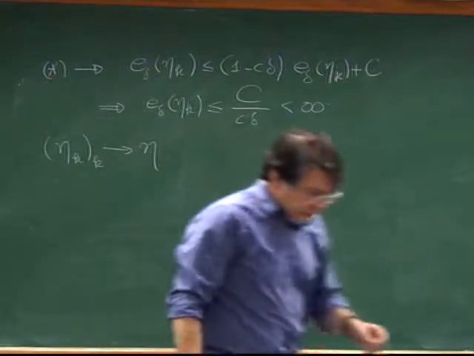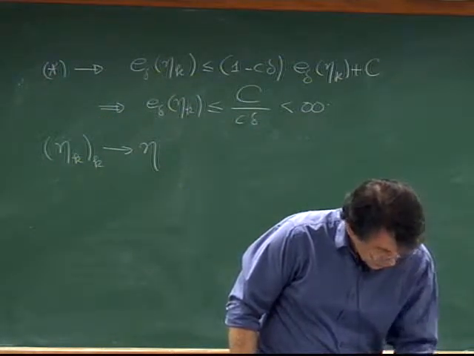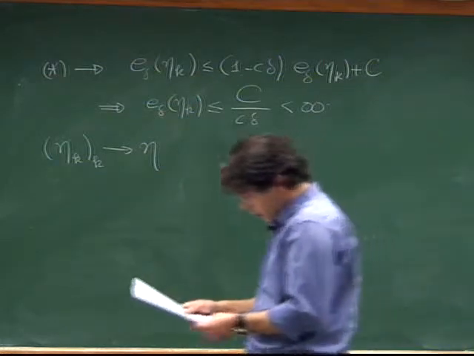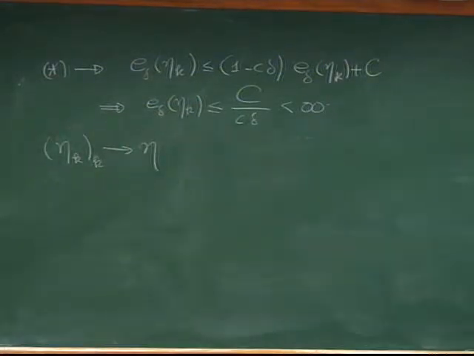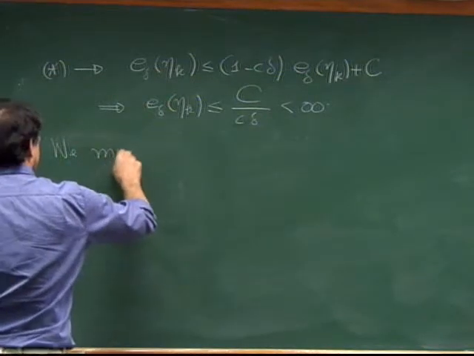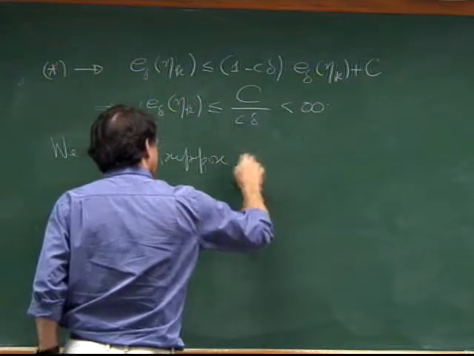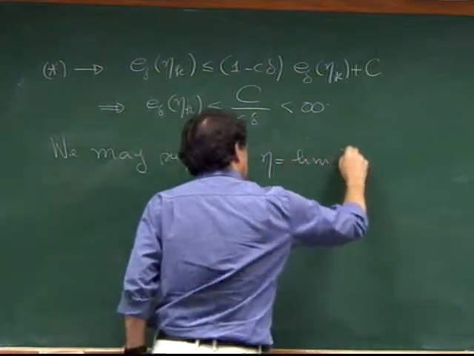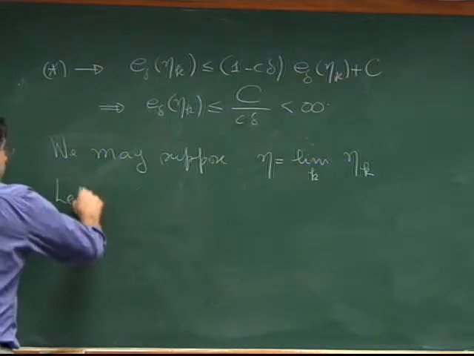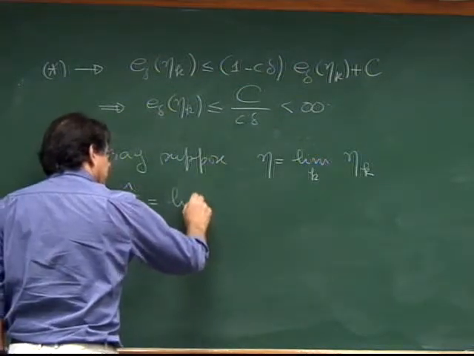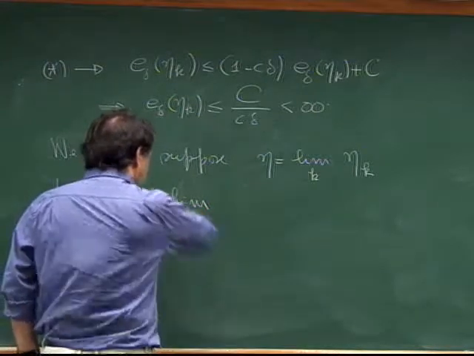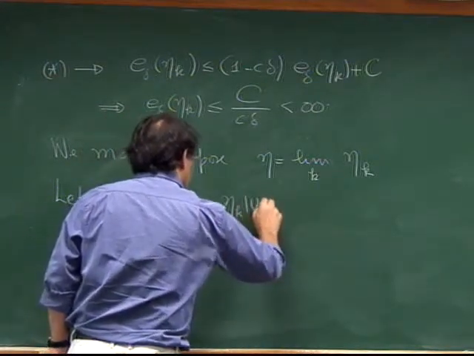And then I have to be slightly careful here. So let us call, so we may suppose that eta is the limit of the eta k's, limit in the weak star topology. And let us call eta hat the limit, or again accumulation point, of eta k restricted to U1.